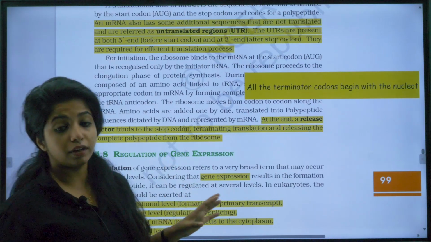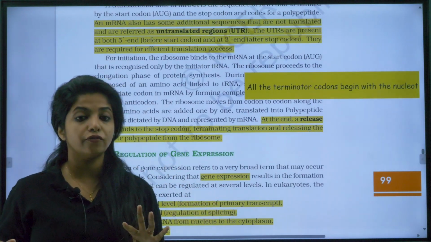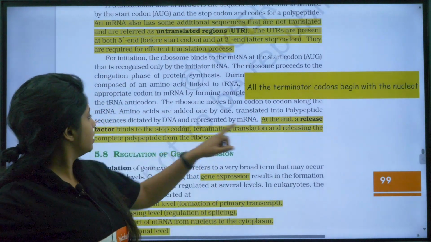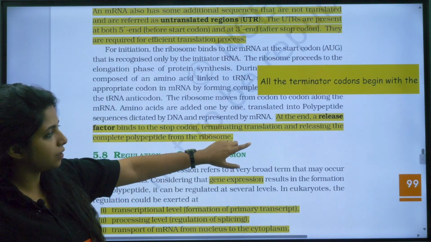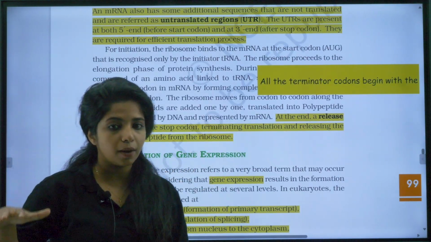Now, for finishing this process of translation, you also need a release factor, which will be binding to the stop codon, terminating translation, because there is no tRNA that will come and bind there.